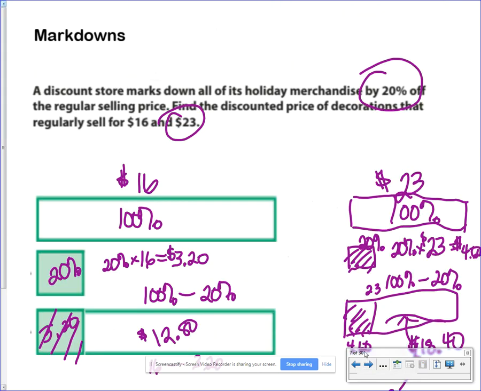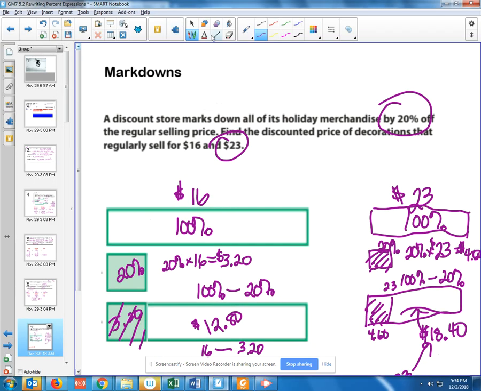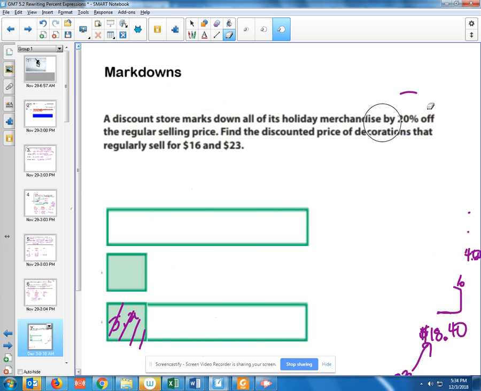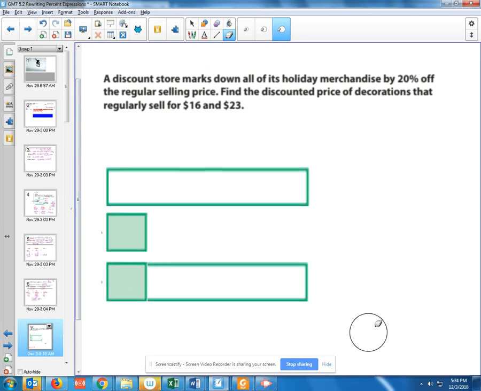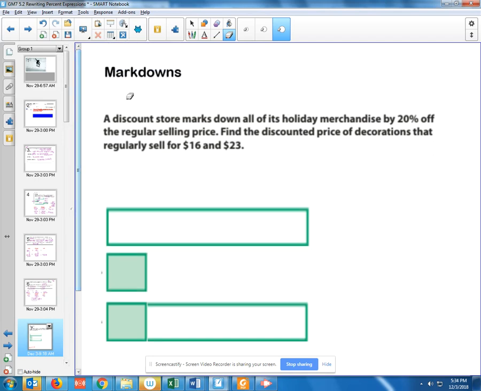All right. Let's talk about markdowns. So let me get my mess out of here because I didn't erase all this from what I had done before. Okay. All right. Take a look at your notes. This says that a discount store is going to mark down or put on sale all of its holiday merchandise by 20%. Let's take a look at what happens when we mark a price down.